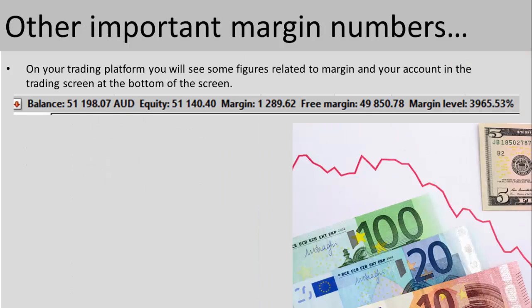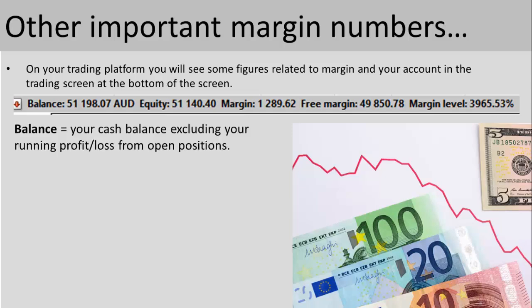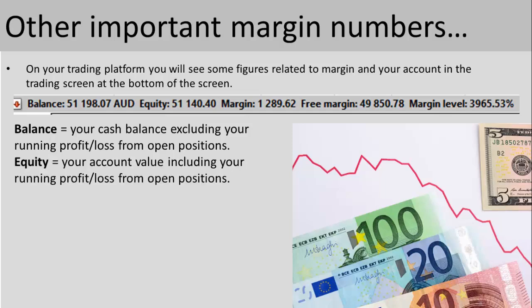Other important margin numbers that you need to know. At the bottom of the screen on your trading platform, you'll see some figures related to margin in your account. We've given you an example here to make it easy for you to find. We're going to go through these one by one so you get complete clarity on what they mean to you. Your balance is your cash balance of your account, excluding your running profit loss from any positions you have open. Whereas your equity is your account value, including your running profit loss from open positions.